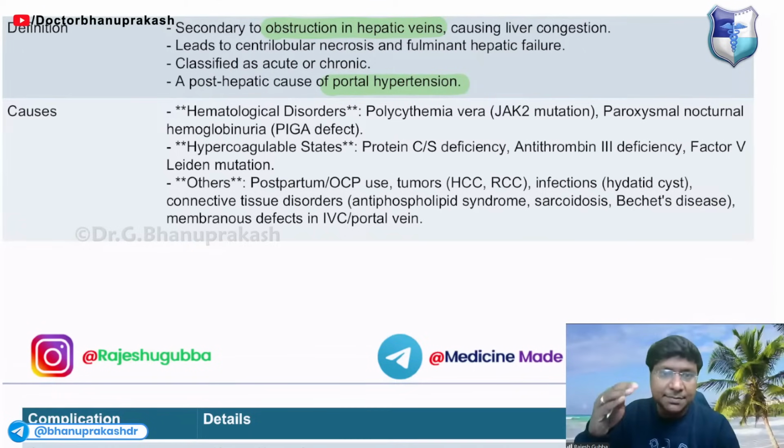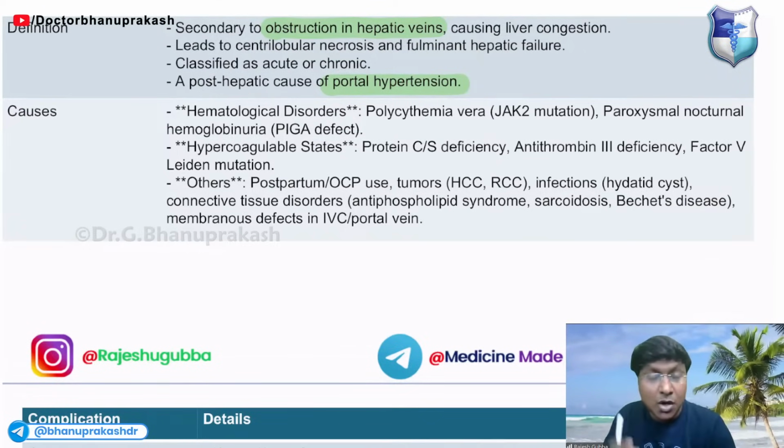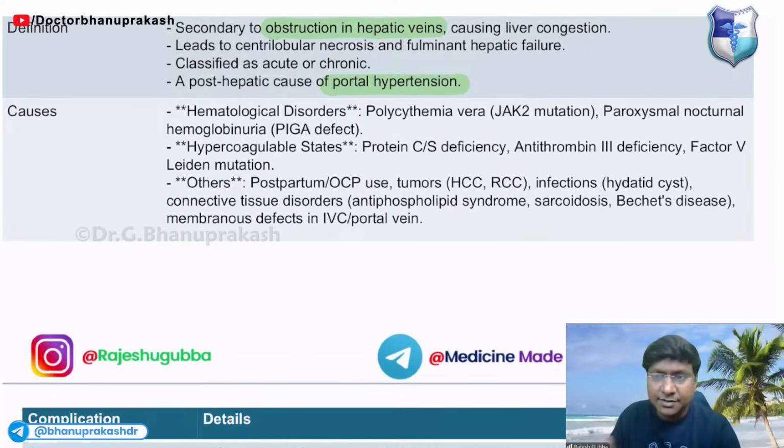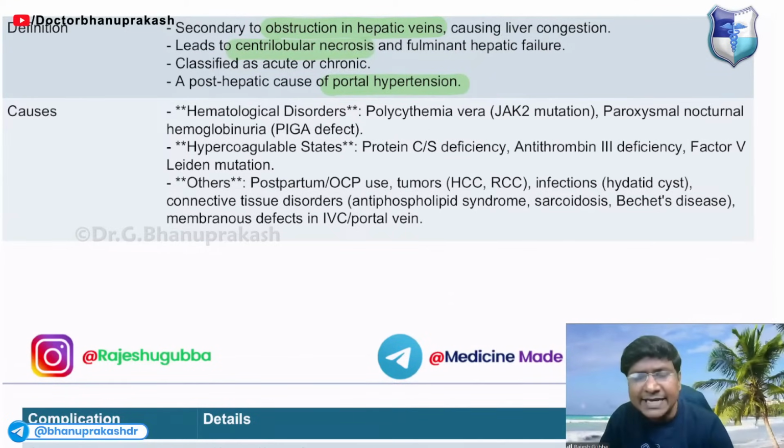And because the venous blood is not able to enter into the hepatic vein, the liver gets congested and there will be necrosis of the liver. And the type of the necrosis will be centrilobular necrosis.